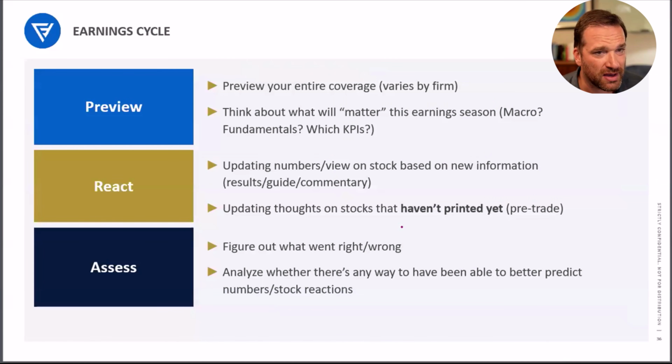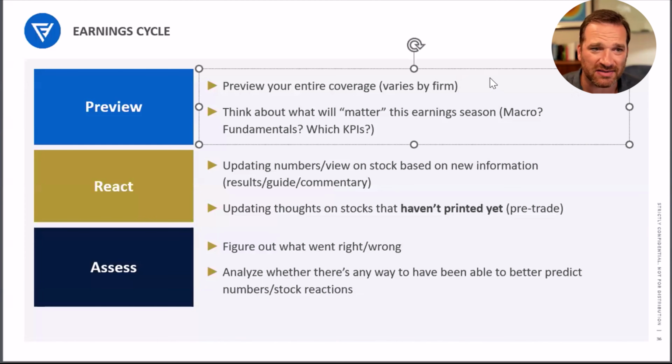So it's digging deeper into earnings. I think there are three areas to the earnings cycle. There's the preview, where we're previewing for the entire coverage, thinking about what will matter to the earnings season, the macro, the fundamentals, what KPIs will matter. There's the print reaction, where you're updating your model, updating your thoughts. And then there's assessing, sitting analytically, going through what went right, what went wrong. Do I want to continue to own this stock based on what happened? What are the read-throughs to all the other companies in my space?